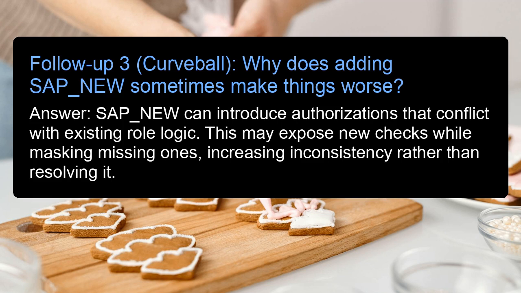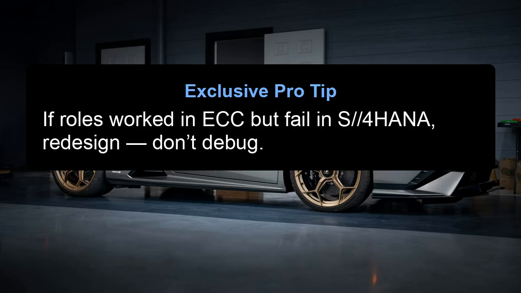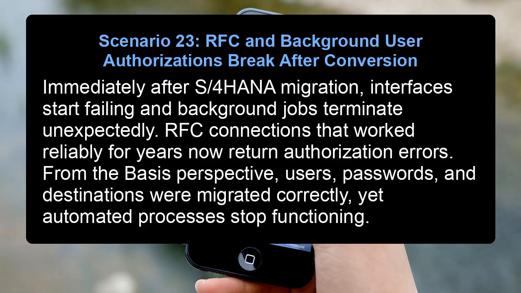Follow-up 3. Curveball. Why does adding SAP_NEW sometimes make things worse? Answer: SAP_NEW can introduce authorizations that conflict with existing role logic. This may expose new checks while masking missing ones, increasing inconsistency rather than resolving it. Exclusive pro tip: if roles worked in ECC but fail in S/4 HANA, redesign, don't debug. Scenario 23.